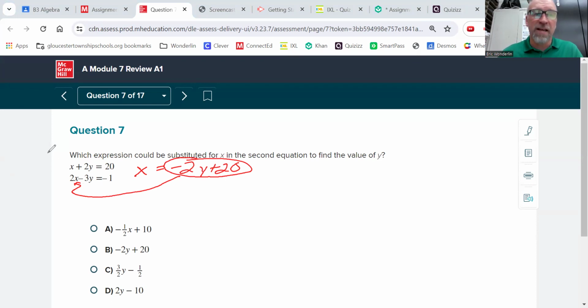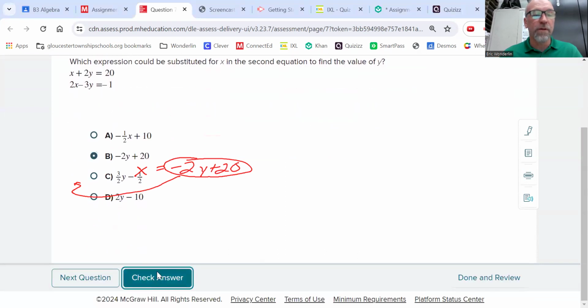I'd multiply the top by negative 2 and eliminate. But that's not what they asked. You have to answer the questions being asked. What goes in? Negative 2y plus 20. There you go. Check answer. It's so satisfying.